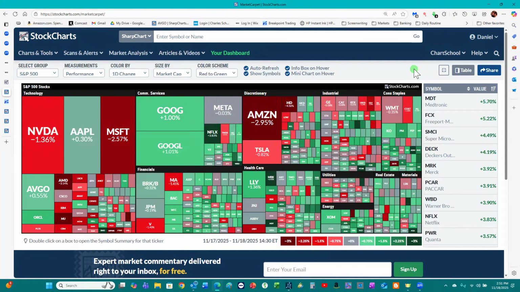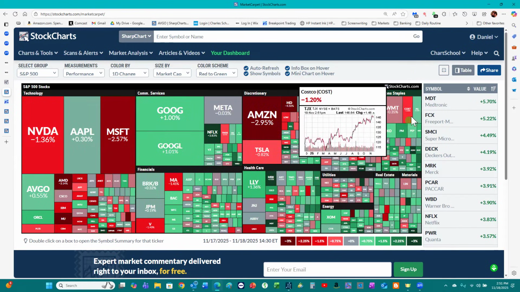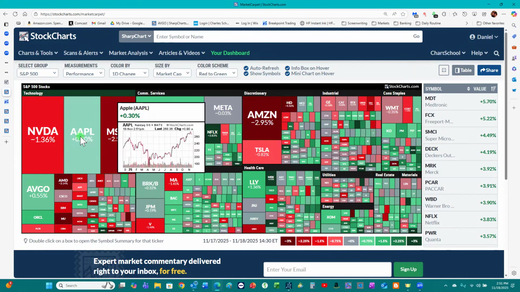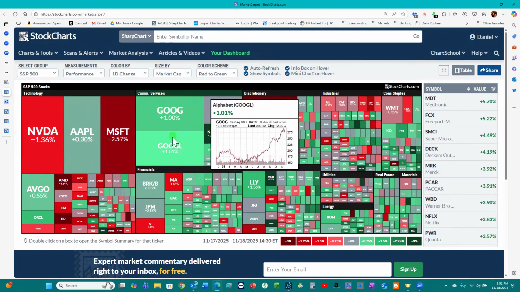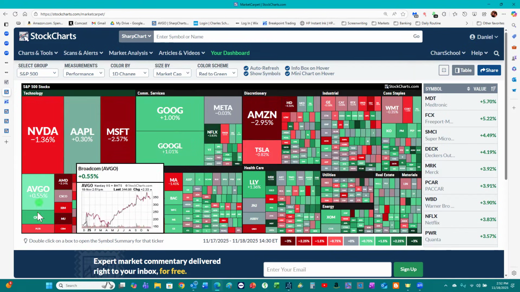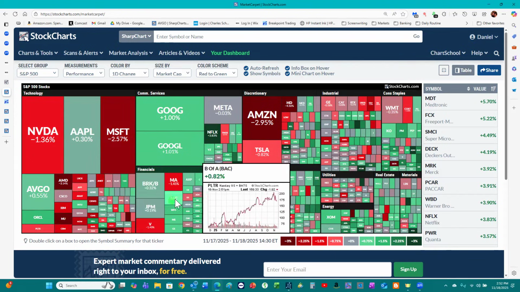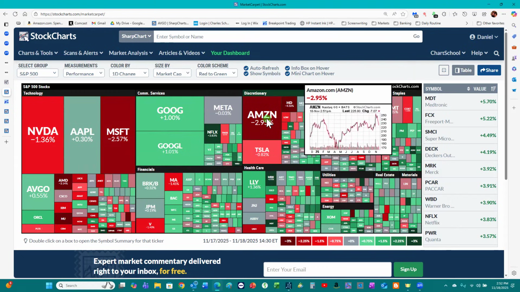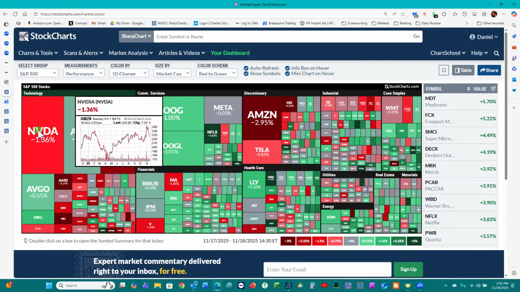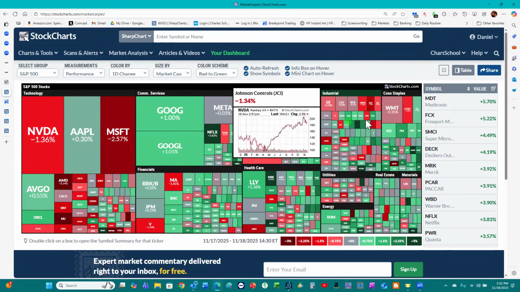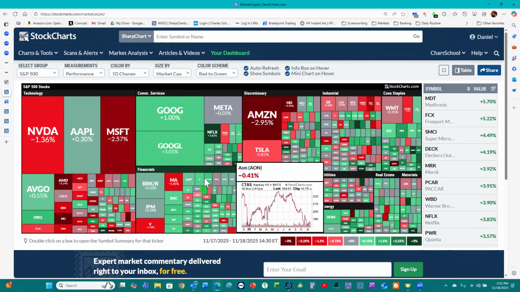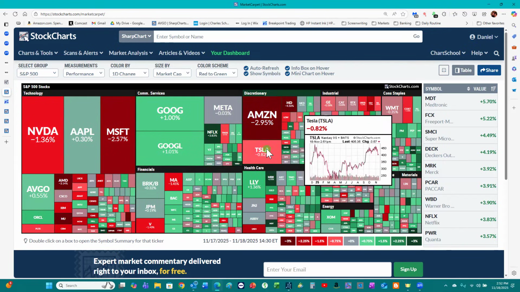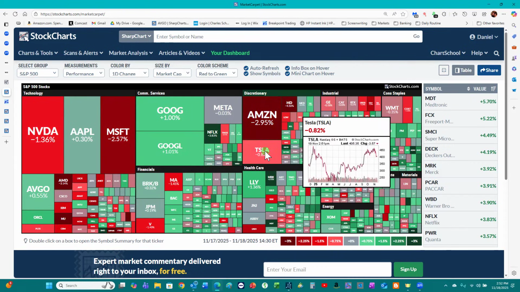And interestingly, when I looked this morning, almost everything over here was red. But right now, Apple has turned green. Google has turned green. Broadcom has turned green. Oracle has turned green, although it's way down. Palantir is still red. Amazon is still red. Microsoft, NVIDIA, still red as well. But these are actually improving. They're looking much better than they did originally. Tesla's still red over here too.